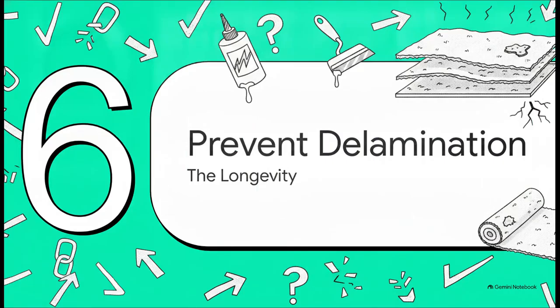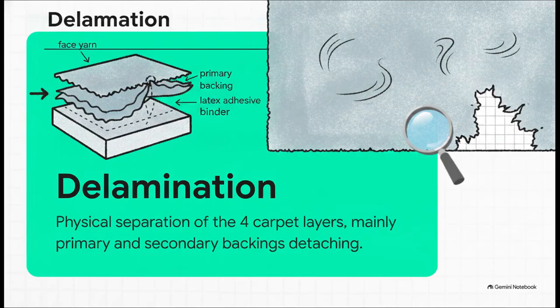And finally, Section 6. Preventing carpet delamination, the longevity. So what exactly is delamination? It's defined as the physical separation of the layers of a carpet. Most commercial carpets have 4 parts: a face yarn, a primary backing, a latex adhesive binder, and a secondary backing. When that internal latex binder fails, the primary and secondary backings literally detach from each other. Visually, it is not pretty. You're going to see severe rippling, bubbling, buckling, and frayed seams just pulling apart across the floor.